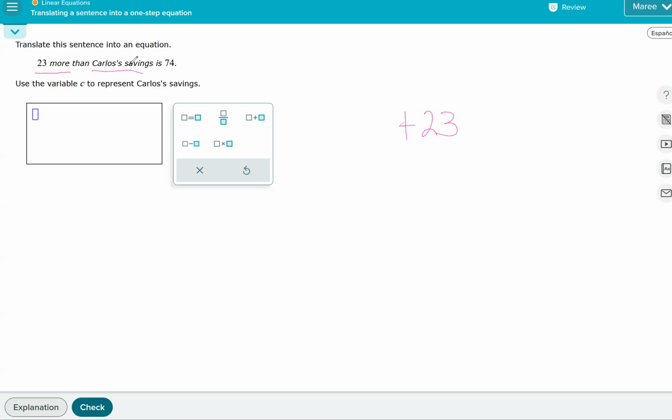Carlos's savings. When it gives us something that we don't know what it is, we use a variable, and they told us to use C. So when you see Carlos's savings in the sentence, then you want to use that variable C. So we're doing 23 more than Carlos's savings. So we have C plus 23. And then is means equals in math. So it equals 74. And there's your equation. We're translating that sentence into C plus 23 equals 74.